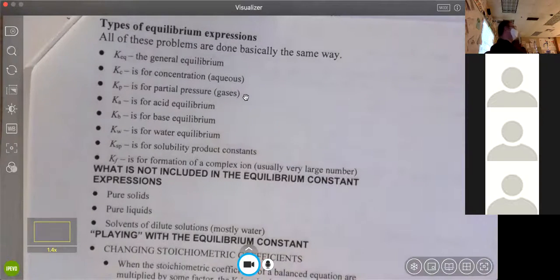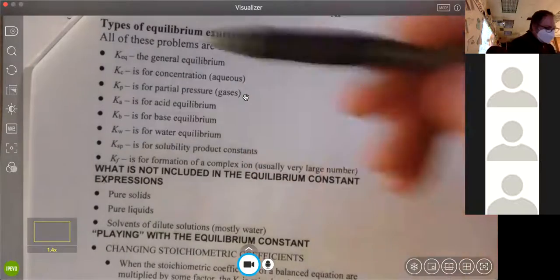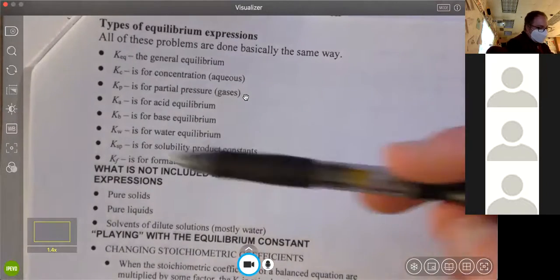Does anybody remember what Kw equals? 1 times 10 to the negative... What's the pH scale based on? 0 to what? 14. So Kw equals 1 times 10 to the negative 14. If you remember that, yeah. Then solubility product and formation of complex ion.